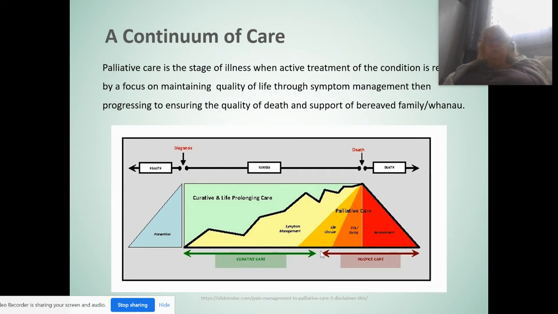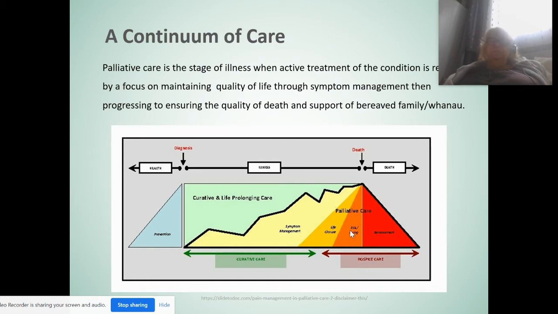So, towards the end, you've got what's in New Zealand called hospice care. Okay, and you've got in here life closure, which is where the person is getting close to death, and the closer they get to death, the more you're counting on symptom management and not curative and life prolonging management. As you can see, the green bit is getting smaller and smaller, and the yellow bit is getting bigger and bigger. So you're more concentrating on symptom management.